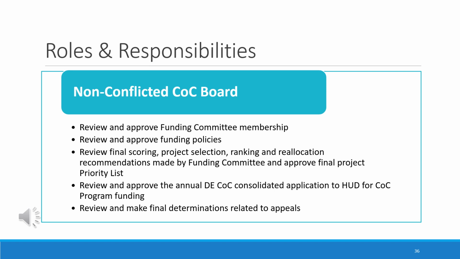Let's review the responsibilities of the non-conflicted members of the CoC board. Their responsibilities include the following: reviewing and approving funding committee membership, reviewing and approving the funding policies, reviewing the final scoring, project selection, ranking, and reallocation recommendations made by the funding committee, and approving the final project priority list, reviewing and approving the annual Delaware CoC consolidated application to HUD, reviewing and making final determinations related to appeals.